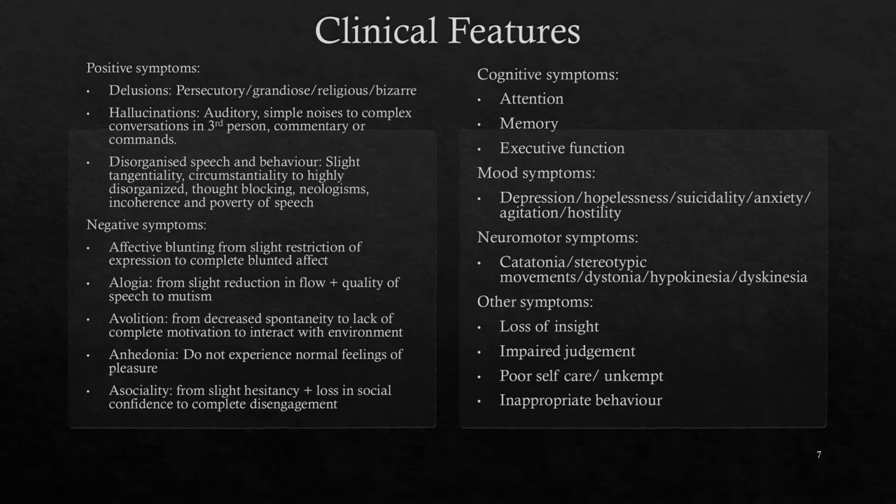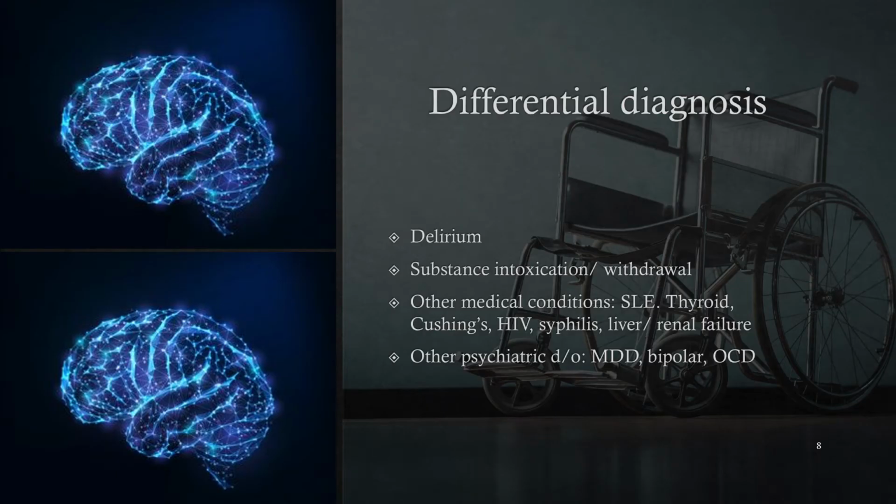Mood symptoms refer to depression, hopelessness, suicidality, anxiety, agitation, or hostility. Neuromotor symptoms refer to catatonia, stereotypic movements, dystonia, hypokinesia, or dyskinesia. Other symptoms include loss of insight, impaired judgment, poor self-care, or an unkempt attire or look, and inappropriate behavior.